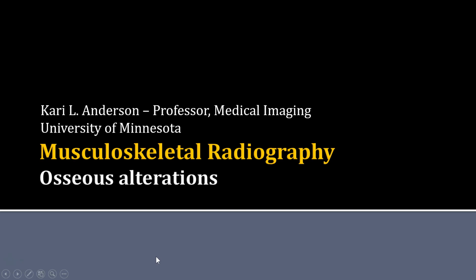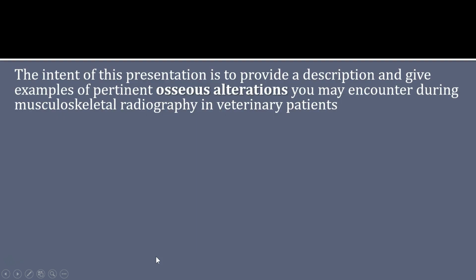This is the final presentation in the introductory series on the topic of musculoskeletal radiography. The intent of this presentation is to provide a description and give examples of pertinent osseous alterations that you may encounter during radiography in your veterinary patients.